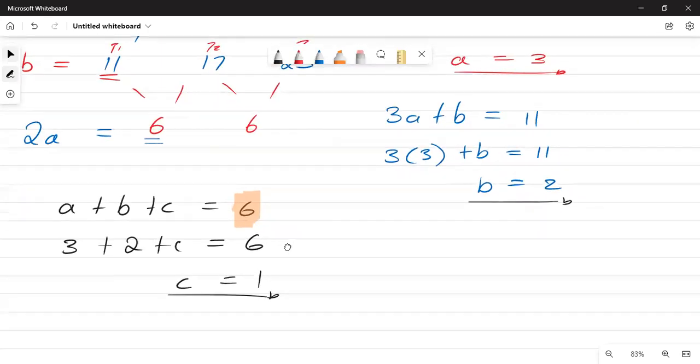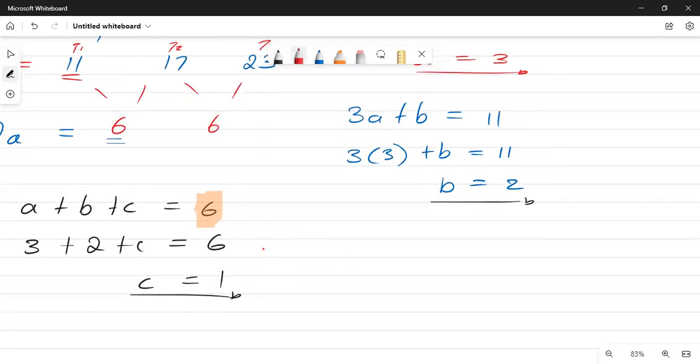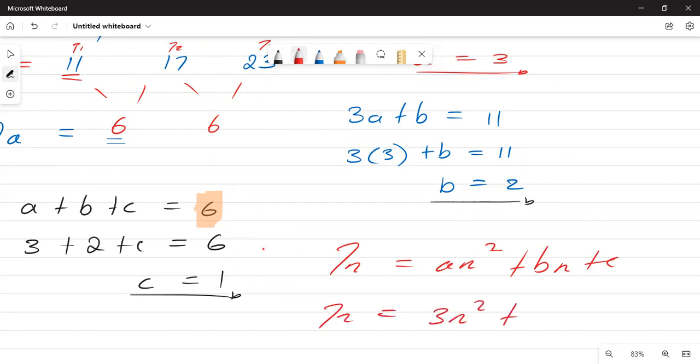You're going to take all 3 values that you found and place them into one equation, which is Tn is equal to An squared plus Bn plus C. With all of this, it is now going to be Tn is equal to 3n squared plus 2n plus 1. And this becomes your quadratic formula for this particular equation that you would be given.